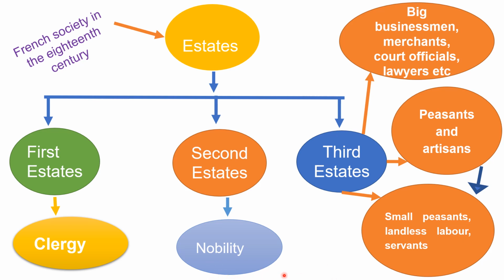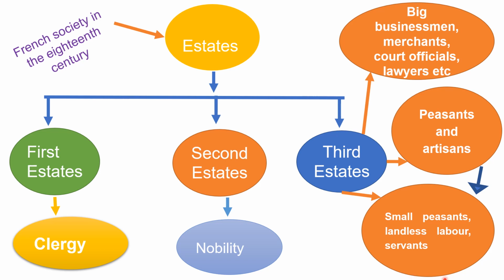However, only a small number of them owned the land they cultivated. About 60% of the land was owned by the nobles, the church, and richer members of the third estate.